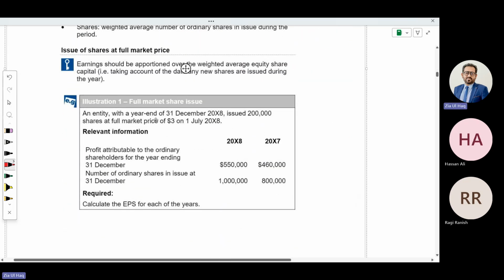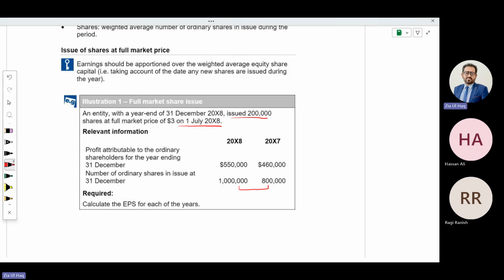Illustration one. An entity with the year end 31st December 20X8 issued 200,000 shares at full market price of 3 on 1st July 20X2. On 1st July 20X8, the company issued 200,000 more shares. The relevant information: profit attributable to ordinary shareholders, this is what earnings is, for 20X7 is 460 and for 20X8 is 550. And the number of ordinary shares in issue at 31st December 20X7 was this, while at 20X8 it was this, because we issued 200,000 more. Calculate EPS for both years.